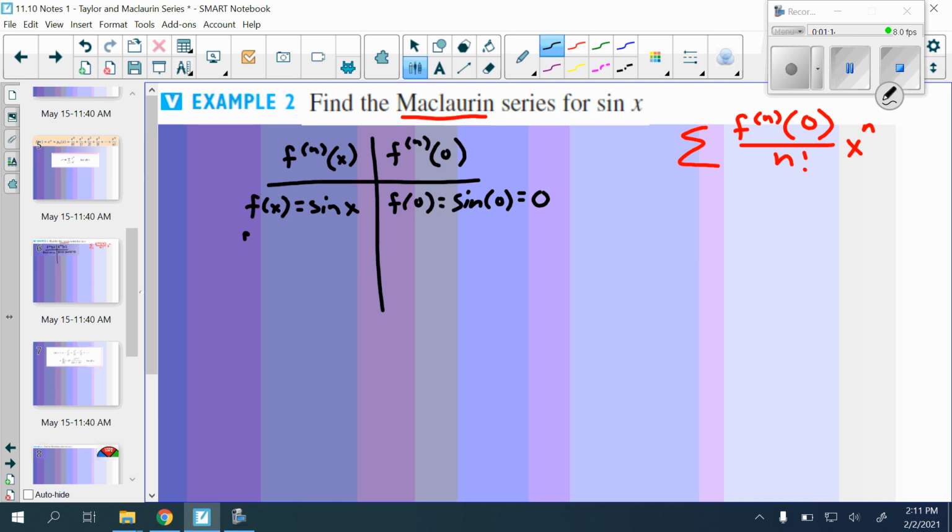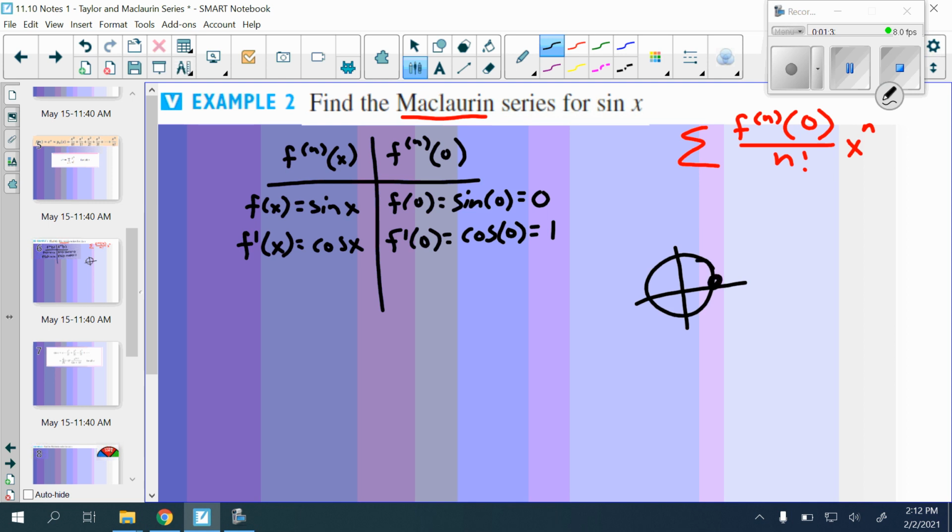So that's that one. Now let's find our first derivative here. Derivative of sine is cosine. So now what is this at 0? Well, cosine of 0 is 1, because on the unit circle we're talking about this point right here, which would be the point (1, 0), and cosine's the x value.